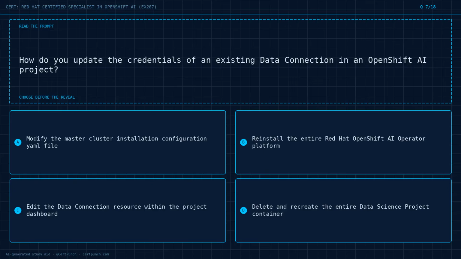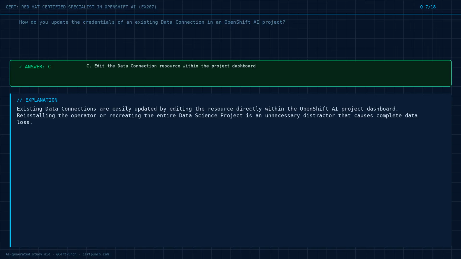Decide on the strongest option before the reveal. The correct answer is option C. Edit the data connection resource within the project dashboard. Exam logic. Existing data connections are easily updated by editing the resource directly within the OpenShift AI project dashboard. Reinstalling the operator or recreating the entire data science project is an unnecessary distractor that causes complete data loss.